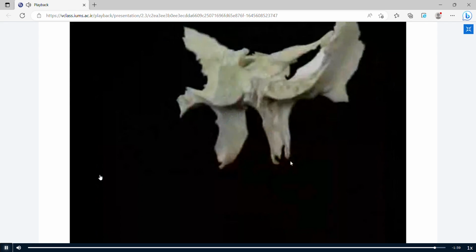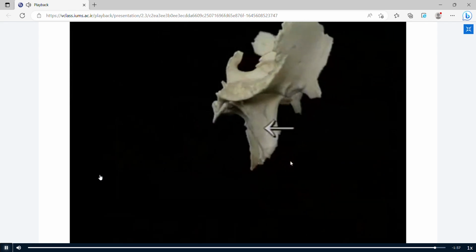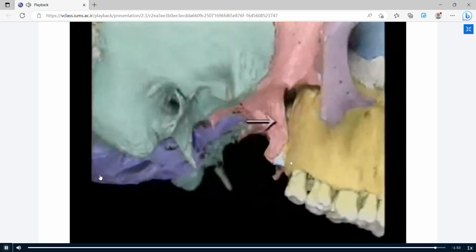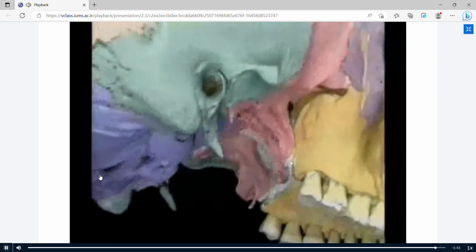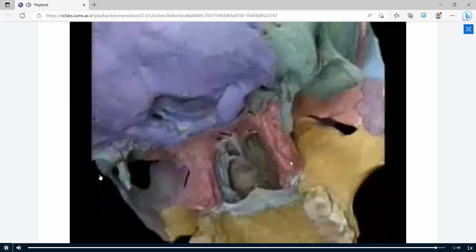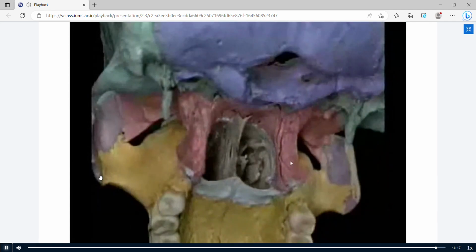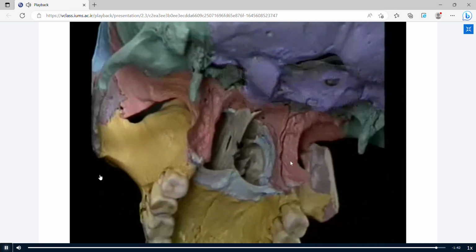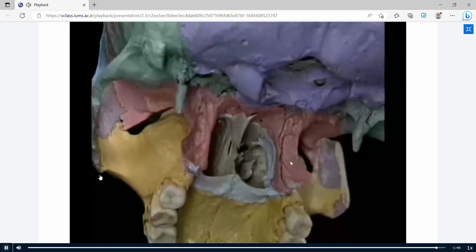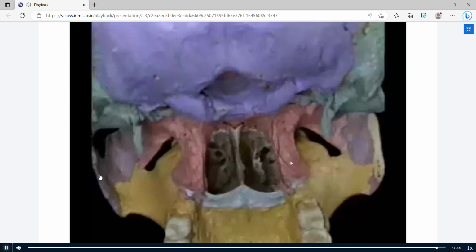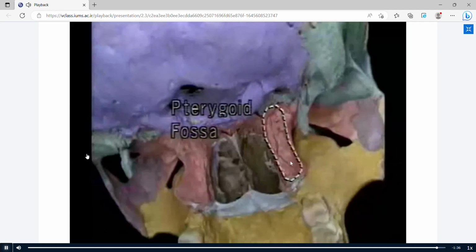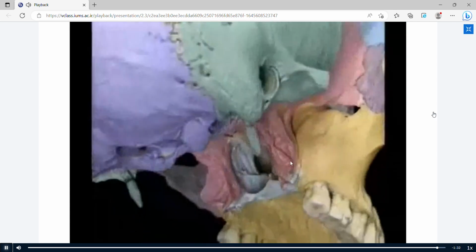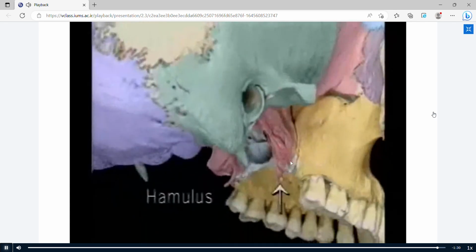The pterygoid process of the sphenoid bone projects downward behind the maxilla. The pterygoid process includes the lateral and medial pterygoid plates, which are the attachments for some important muscles that we'll see later. This hollow between the pterygoid plates is the pterygoid fossa. This little hook is the pterygoid hamulus, which acts as a pulley, as we'll see later.